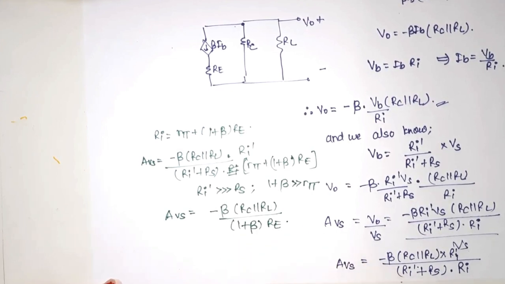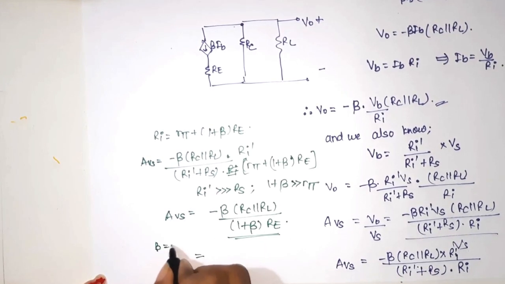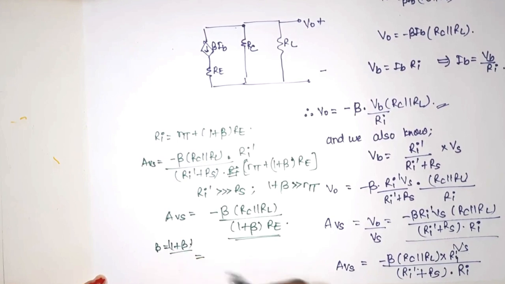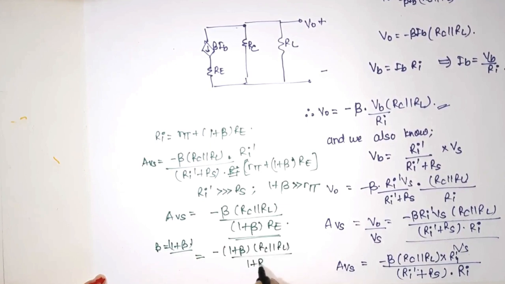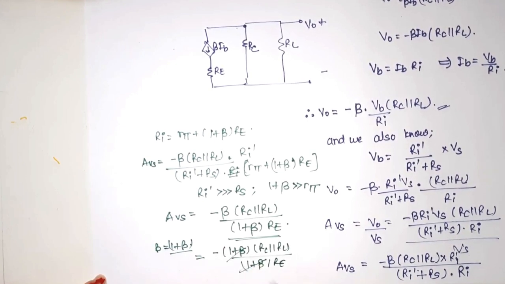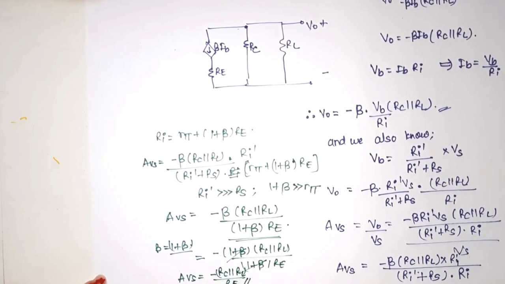Okay, and now if we consider beta as 1 plus beta only, since there won't be much difference, so if we write this as 1 plus beta RC parallel RL and this is 1 plus beta times Re, then this gets cancelled. So the final AVS that we get is minus RC parallel RL upon Re. So this is the value on approximation that we get.